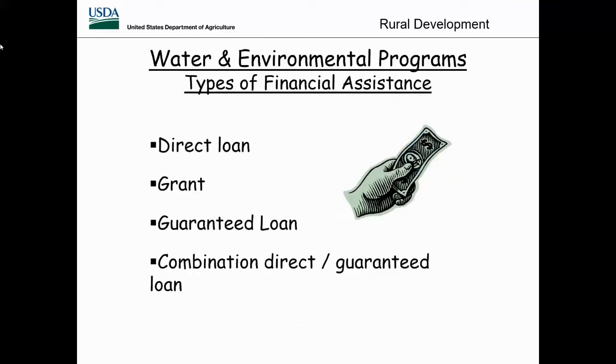Our program is set up so I have direct loans that I can make at a really reasonable interest rate. We have grant programs that we can provide some grant assistance based upon the income of the area. We also have guaranteed loans, and then I could do a combination of a guaranteed and a direct.